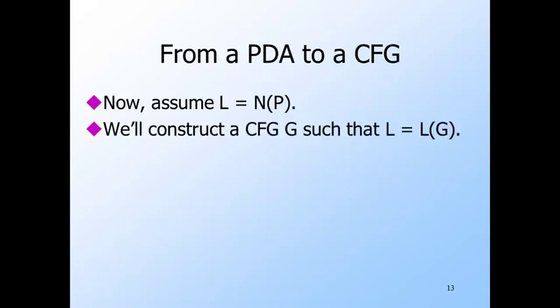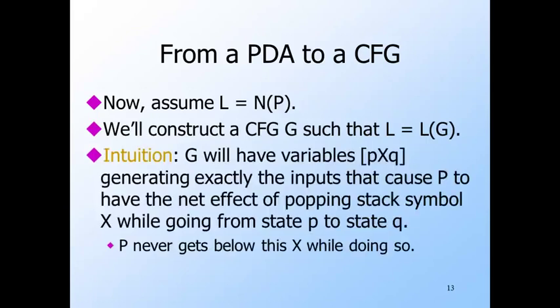For our next trick, we'll show how to convert PDAs to grammars. Assume language L is accepted by PDA P by empty stack. If it were accepted by a final state, we already know how to construct a new PDA that accepts L by empty stack, so we're entitled to assume acceptance by empty stack. We'll construct G, a grammar for L, and the idea is to give G variables, which we'll denote by [PXQ] with brackets around them, like this.